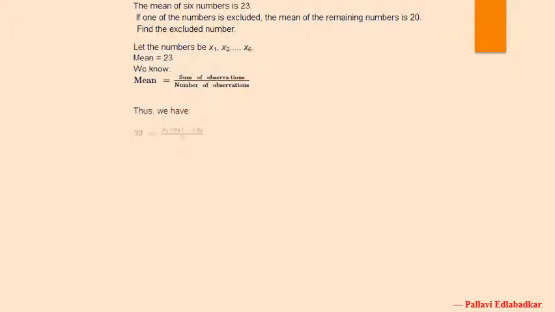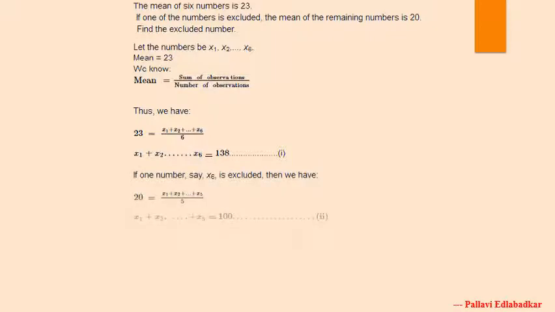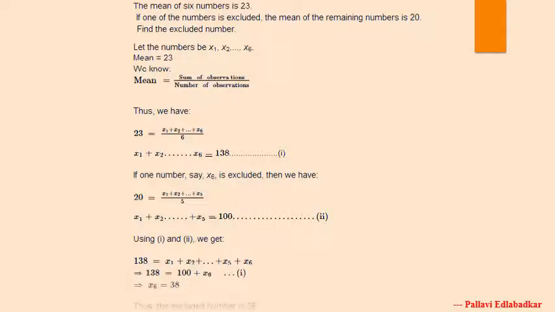If one of the numbers is excluded, then the mean of the remaining numbers is 20. That means when one of the numbers is getting excluded, one observation is being taken out. That means the summation, the sigma, will be of how many numbers? Correct. It will be of 5 numbers. And then the new mean that is coming into the picture is 20. It no longer remains 23. The mean becomes 20. What we have to do is find the excluded number.